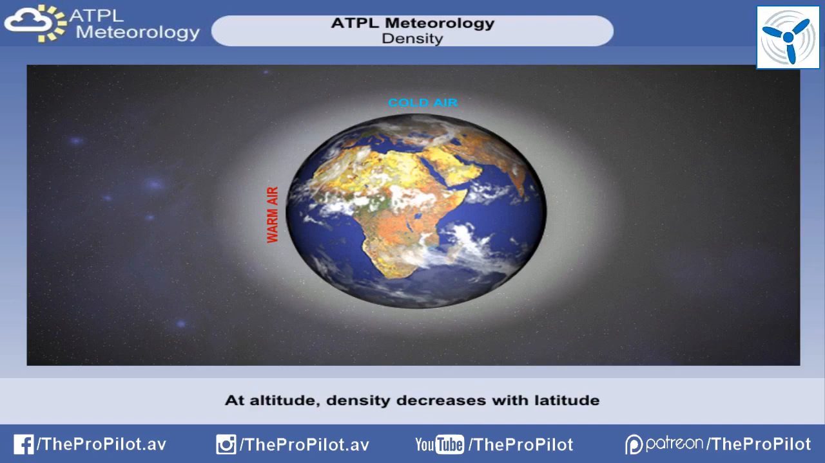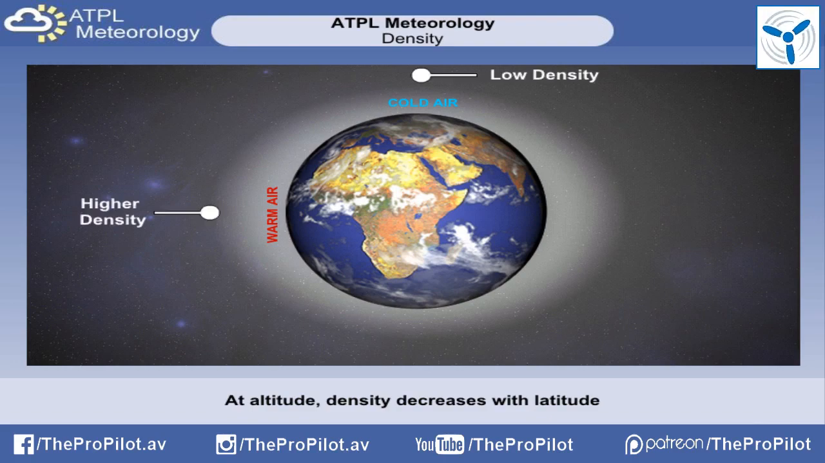However, at altitude, the effect is different. If we remember from the pressure lesson, we stated that cold air increases the pressure lapse rate with altitude. In other words, pressure falls more rapidly with height in cold air than in warm air. Because density is strongly linked with pressure, it therefore follows that in cold air, density would decrease more rapidly with altitude than in warm air.